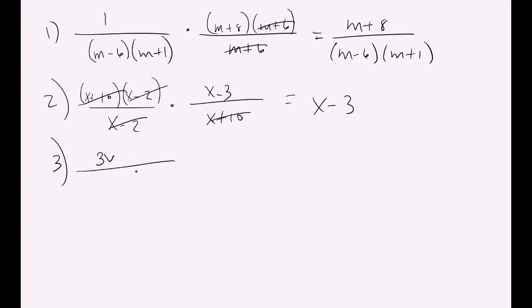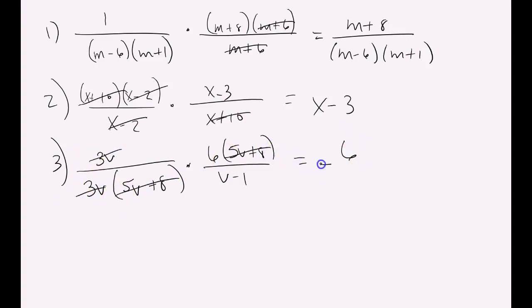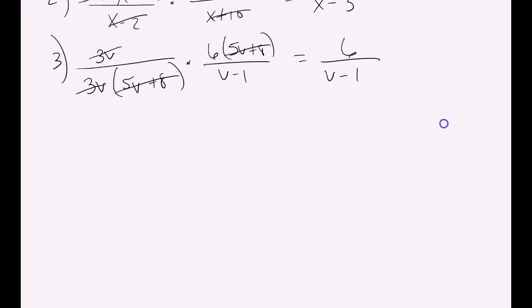Okay, on the bottom, I can take out a 3v, and what's left behind is a 5v plus 8, and then times, I'm going to flip those, so the v minus 1 goes to the bottom, and on the top, I know I can take out a 3 again. Can I take out something bigger? I think I can take out a 6. That would be a 5v plus 8. Okay, cool. So, yay, a lot of stuff's going to cancel. These are gone. These are gone, and all that's left is 6 over v minus 1.